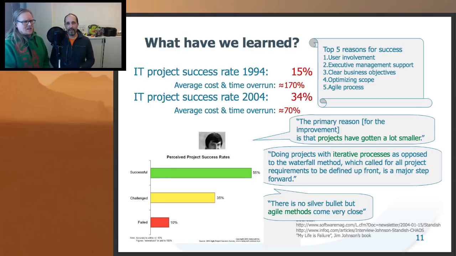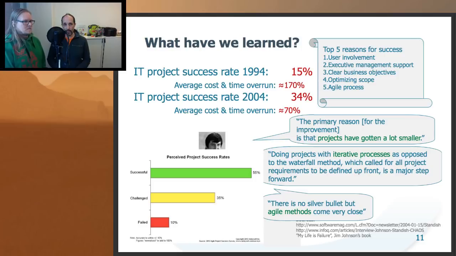I think the executive management support, clear business objectives, optimizing scope, they are all related to the phenomenon that software became an important issue in companies. In the 90s, it was something that the backroom nerds were doing. And when we come to 2004, the things had changed, and companies saw that software is an important part of their operations.